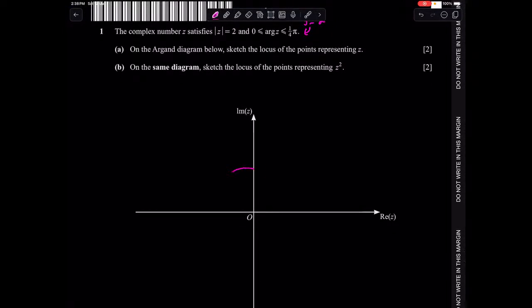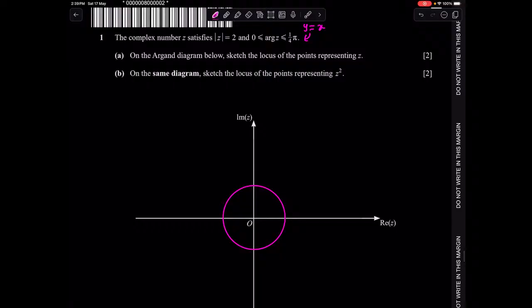So first draw circle of radius 2. And argument z pi by 4 means y is equal to x. This is pi by 4.